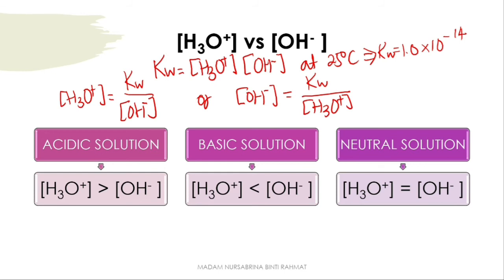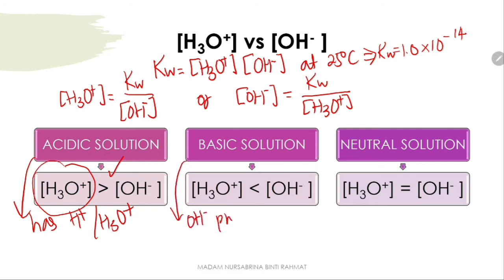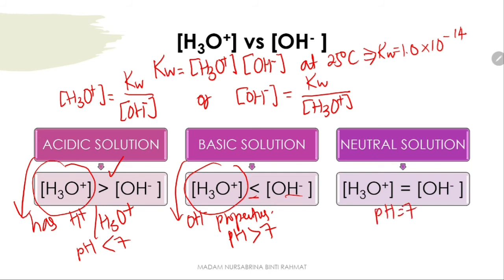Okay, so if it's an acidic solution, acidic means it has H+ or H3O+. So that means if the concentration of H3O+ is greater than OH-, it's acidic. If it's basic, it must have OH- properties, so the H3O+ concentration must be smaller than OH-. But if it's neutral, that means the H3O+ and OH- concentrations are equivalent. Let's revise. If you still remember back in high school, the pH of an acidic solution is less than 7. For basic, pH is greater than 7, and a neutral solution has pH equal to 7.